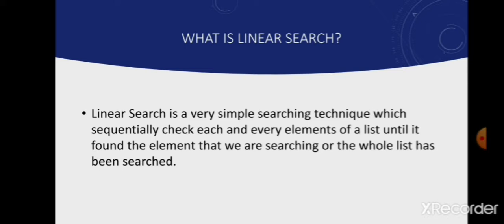Linear search is a very simple searching technique which sequentially checks each and every element of a list until it finds the element that we are searching for or the whole list has been searched. That means if I have a list of some elements like pen, pencil and paper and I want to search a specific element, then it will start searching from the first element and will check every element of the list one by one. If it finds this element in the list, then searching will stop. But if it doesn't find the element, then it will search the whole list and lastly will say not found. So it's a sequential search.